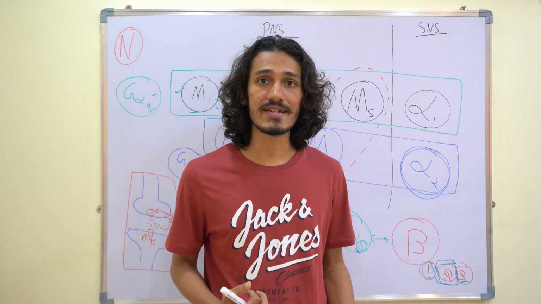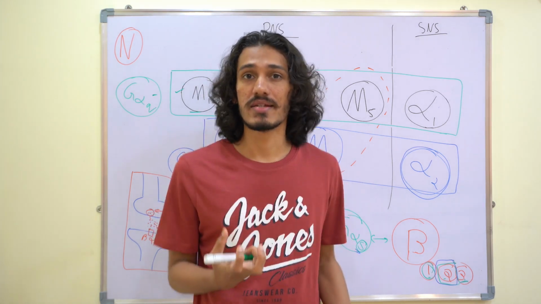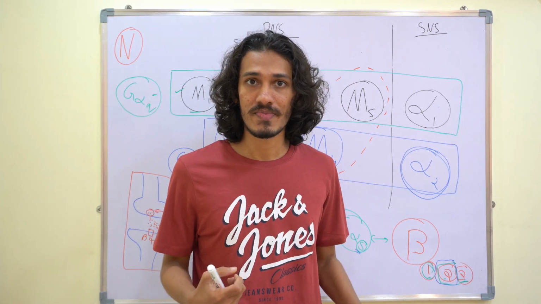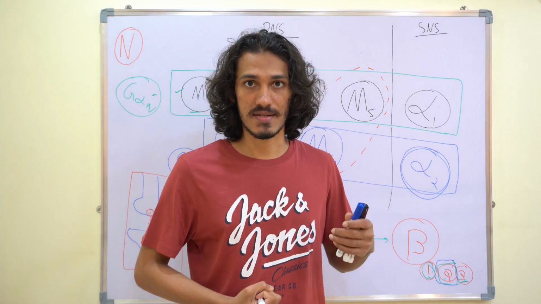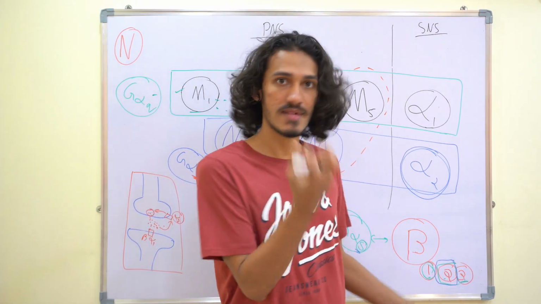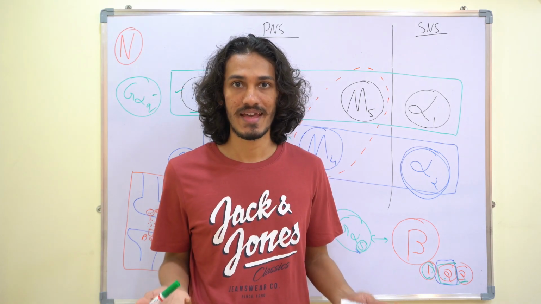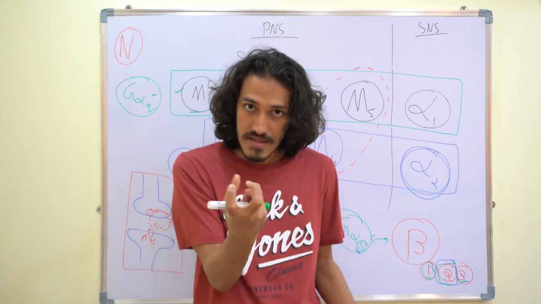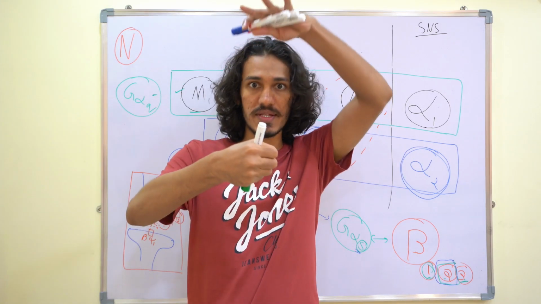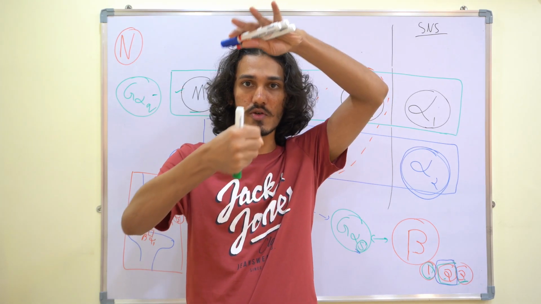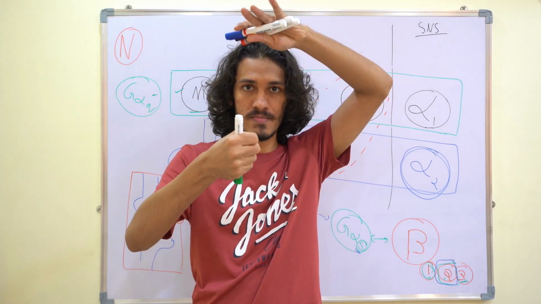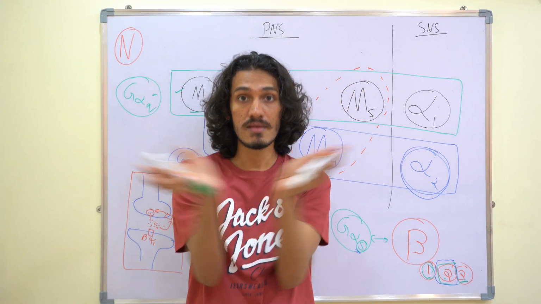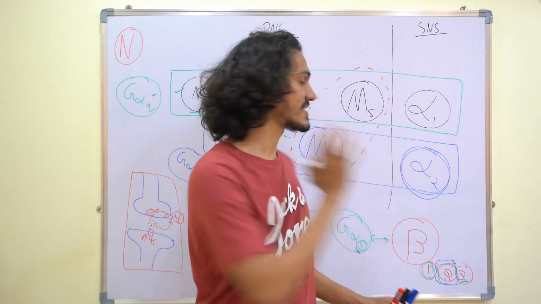When you come to the GIT, do we need the GIT muscles to constrict more, peristalsis more? No. So that again is beta mediated. But the sphincters should constrict, and that constriction is alpha 1 mediated. And when we come to the bladder, the sphincter should constrict and the bladder muscle should relax so that we do not pass urine. That constriction of the sphincter is alpha 1 mediated. Relaxation of the bladder is beta mediated.